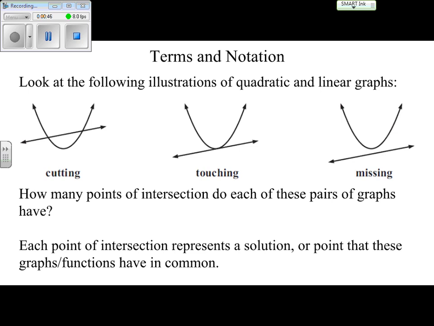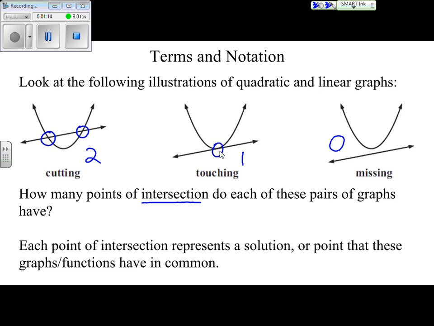Well, my question is, how many points of intersection do each of these have? Well, in the first one, the one labeled cutting, you can see that it crosses not once, but twice. So there's 2 points of intersection. On the next one, the line is almost like a tangent. In fact, it is, which means it's crossing exactly 1 point, or intersecting at 1 point. And so the last one, we can see they're missing. They're not intersecting at all. So that would be 0 points of intersection.